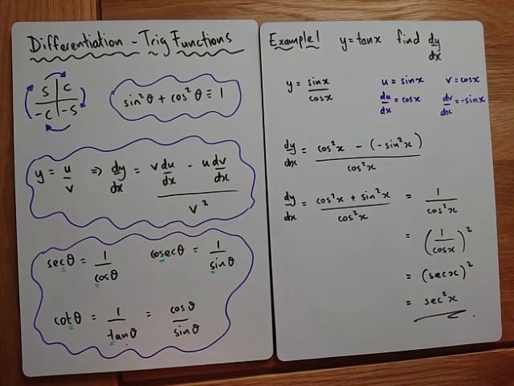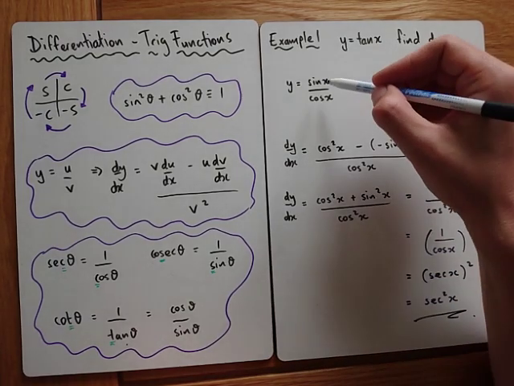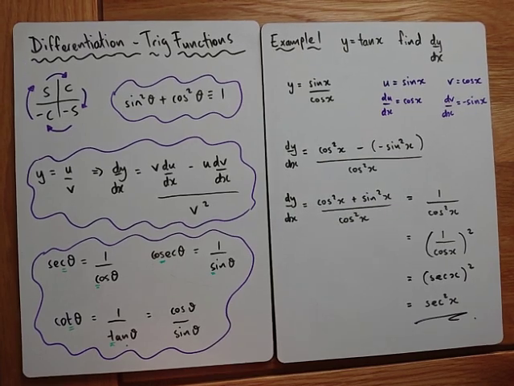Again, don't forget, that's a result that you need to remember, and it's in the formula booklet, but if it's a show question or a proof question, this is the way we do it. Use the quotient rule, use an identity, and we end up with sec squared.